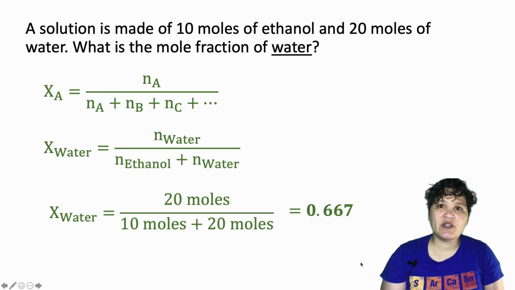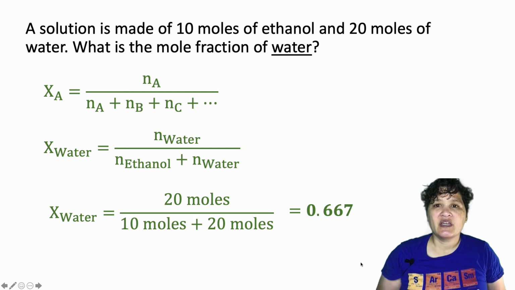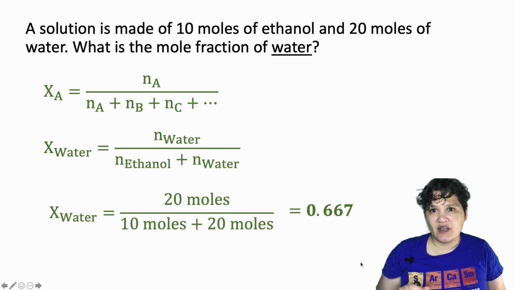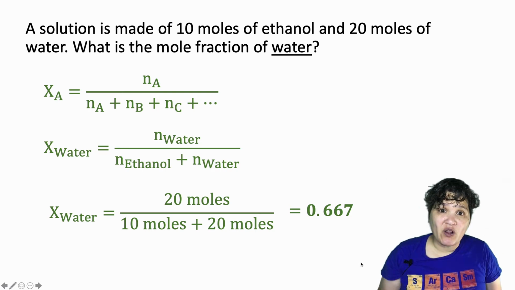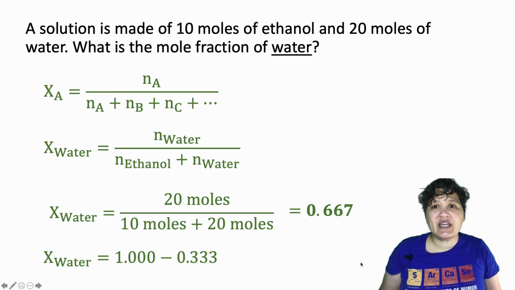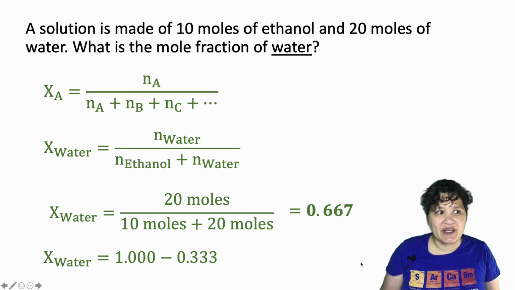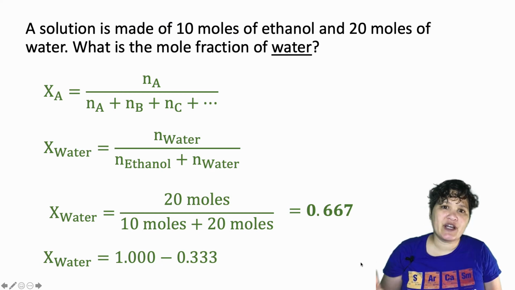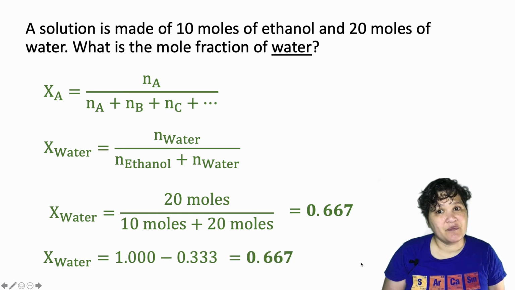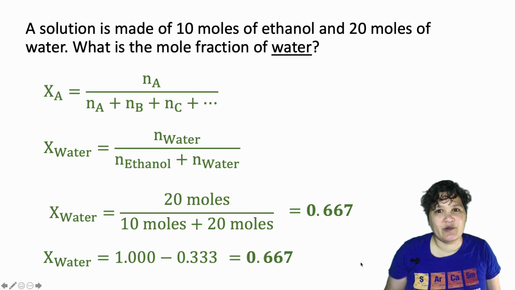Now there's another way you can calculate this, because when you add up all the mole fractions of the components of your solution, those all have to add up to 1, right? That's 100% of your solution. So the other way we could have done this, the easier way, is just to say, well, I know what the mole fraction of ethanol is, so the mole fraction of water is going to be 1 minus the mole fraction of ethanol, 0.333, and that's going to be 0.667. You get the same answer either way.